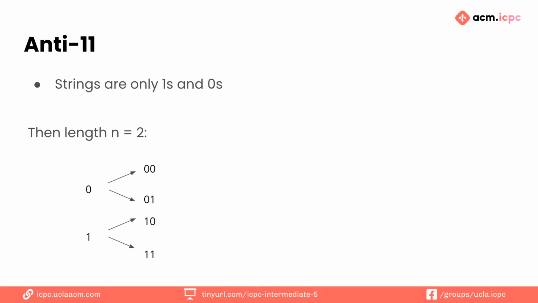Well, if we want the ones to not be adjacent, then the string 1 1 at the end is not valid, and all the other ones are. One thing I would like you to notice from this is that when we have a string that ends in 1, it doesn't make sense to put another 1 after it because we don't want any of the ones to be adjacent. If our string ends in 0, we can put whatever after it. But if we have a 1, it's not good to put another 1 afterwards.